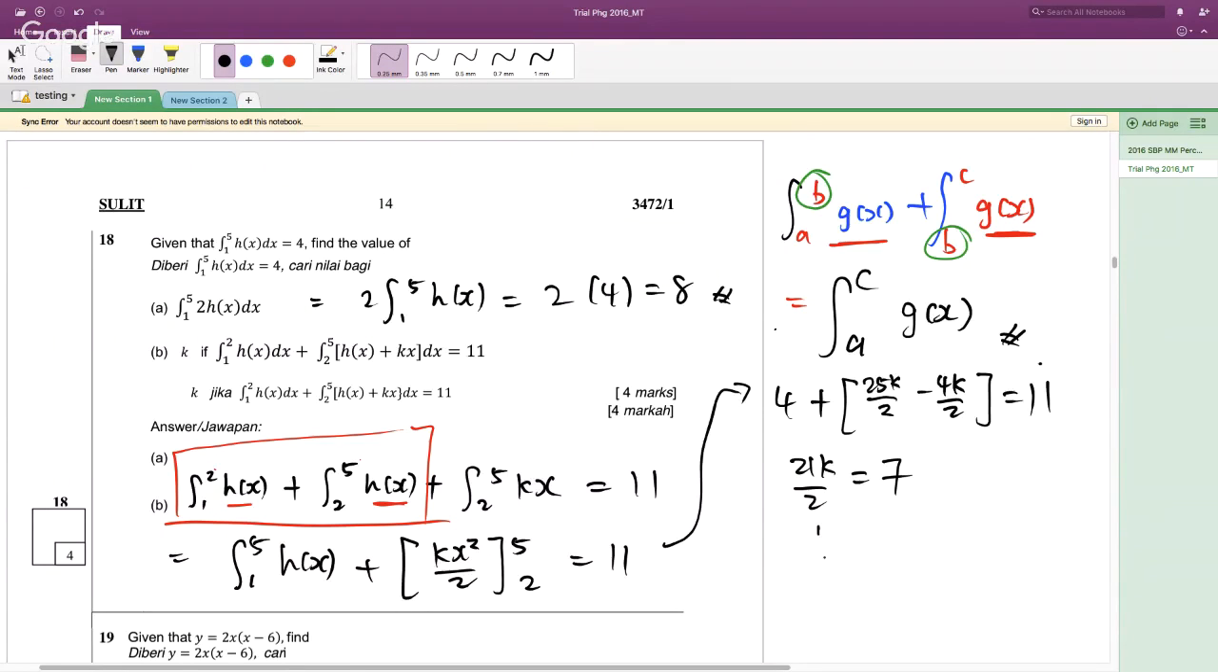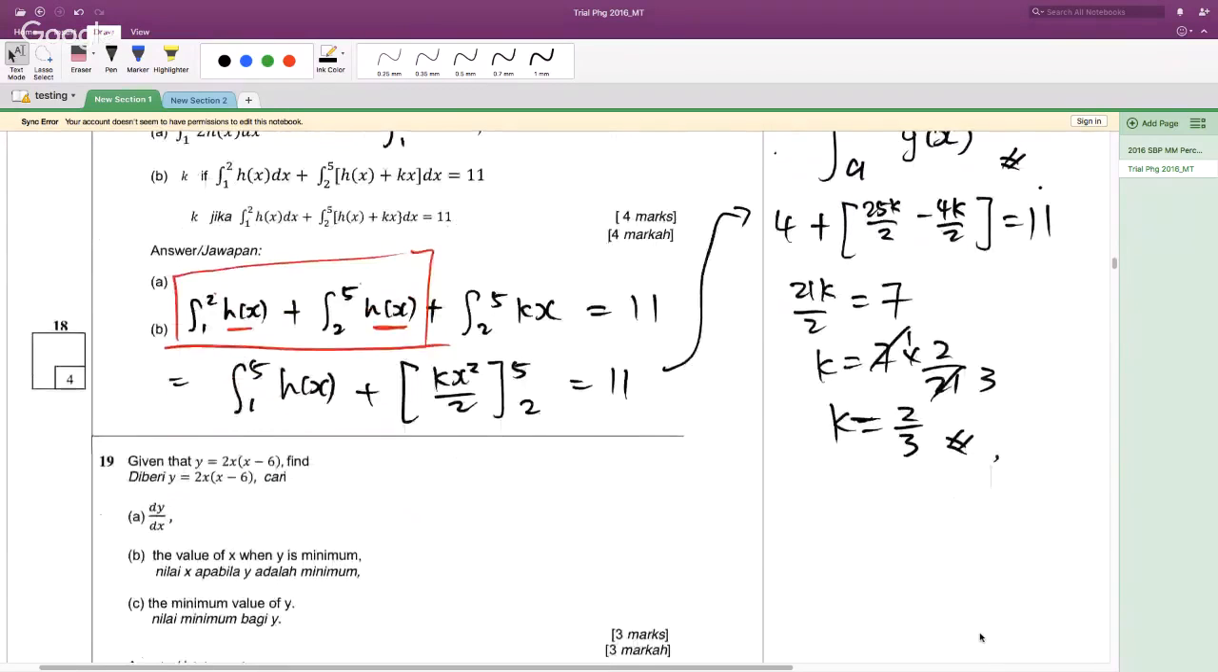11 minus 4 is 7. k equals 7 multiplied by 2 over 21. So k equals 1, 3, 2 over 3. Right, this is how we actually solve this 4-mark question. You must get the idea of integration.